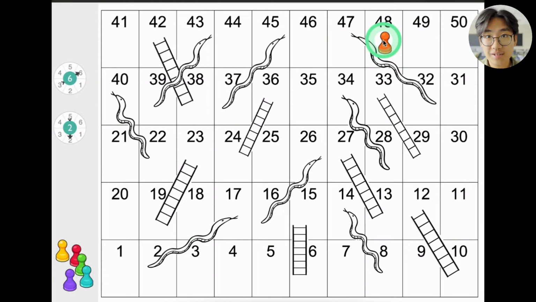If the student's value moves them past the final square, they can advance their game piece forward but will eventually bounce off of the final square and start moving backwards to account for the remaining spaces. Let's go over an example of this.